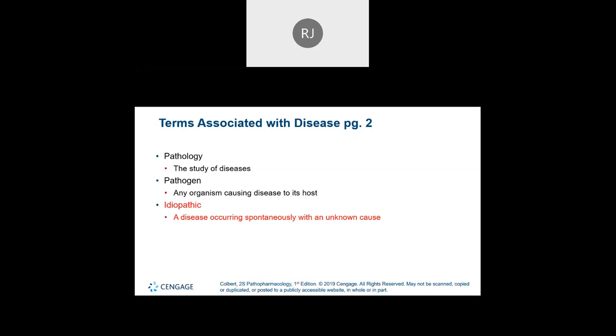On page 2, we've learned about some terms associated with diseases. First of all, pathology is the study of diseases. Pathogen is an organism that causes a disease to its host. Idiopathic is a disease occurring spontaneously with an unknown cause.